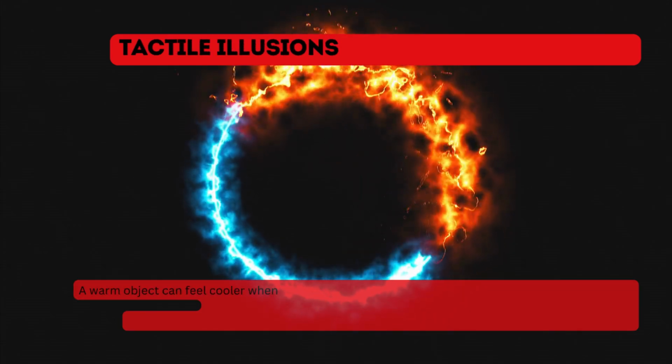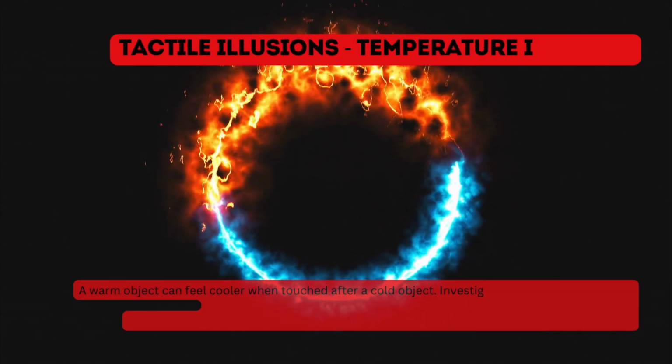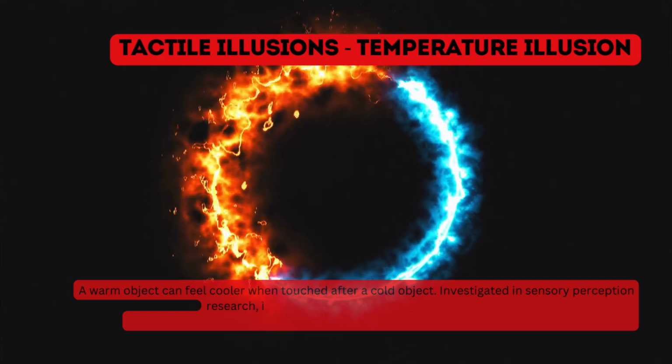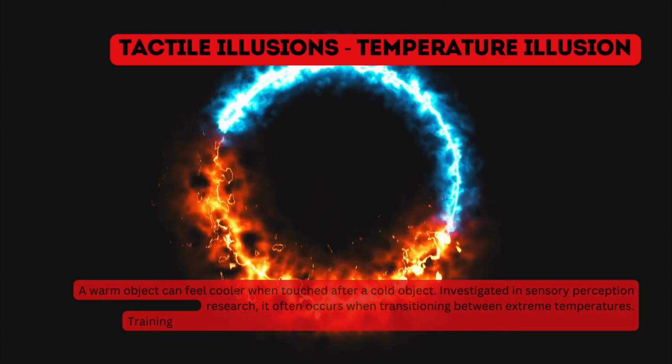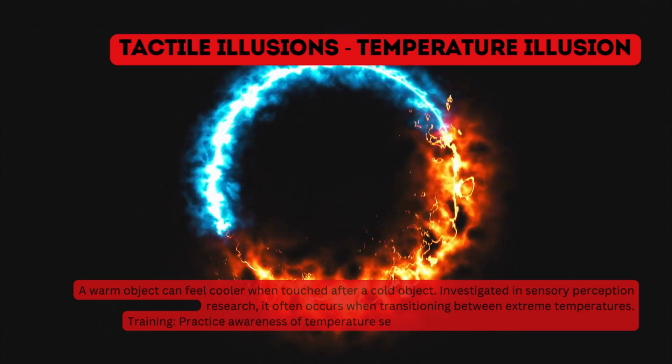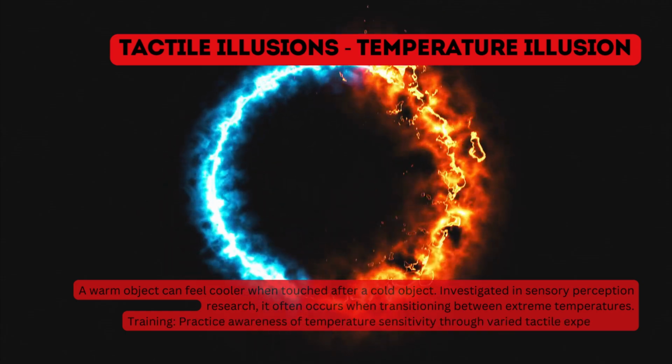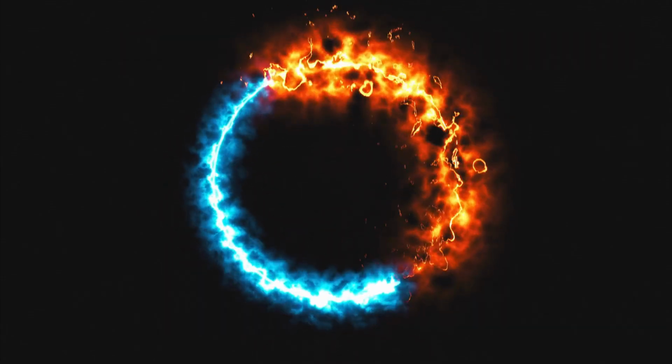Temperature illusion. A warm object can feel cooler when touched after a cold object. Investigated in sensory perception research, it often occurs when transitioning between extreme temperatures. Training. Practice awareness of temperature sensitivity through varied tactile experiences.